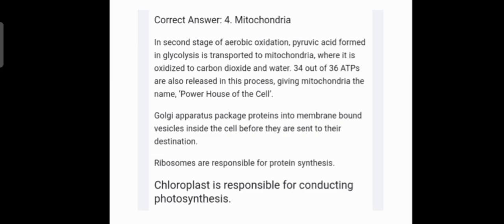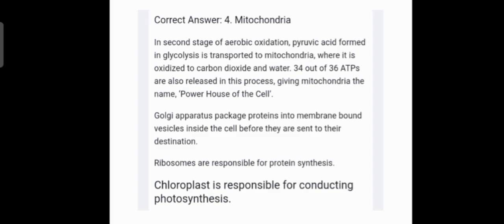Then the second option is ribosome. Ribosome, very simple, is responsible for protein synthesis, and chloroplast is responsible for conducting photosynthesis. So the answer is mitochondria. That is, under normal aerobic condition, pyruvic acid is oxidized to carbon dioxide in mitochondria.